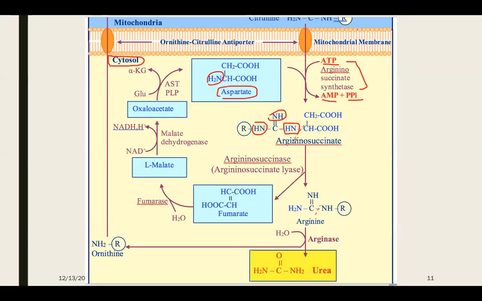This structure is called argininosuccinate. Of course, you don't have to know the formula of arginine or succinic, but you have to know the name of the enzyme: argininosuccinate synthetase, and this enzyme breaks adenosine triphosphate into adenosine monophosphate. This is a very complicated structure because it is formed of two amino acids, of two organic acids. Arginine is an amino acid, succinic is an organic acid. The next enzyme is called a lyase or hydrolase enzyme.